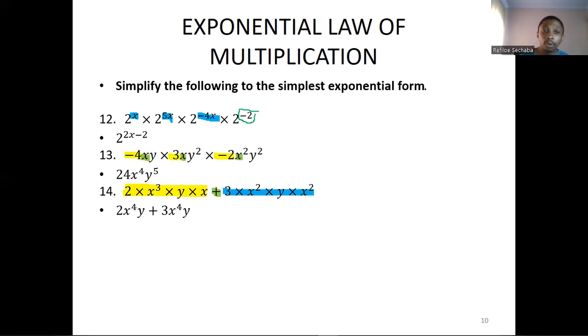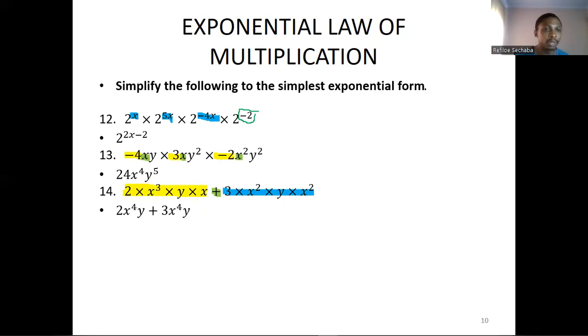Now, people confuse the addition of like terms with the multiplication of like terms. Note that when the terms are like terms, we keep the variables as they are. We do not change the variables. We keep them as they are. So our answer will have x to the exponent of 4y. But we just add or subtract the coefficients. So you will simply say 2 plus 3.